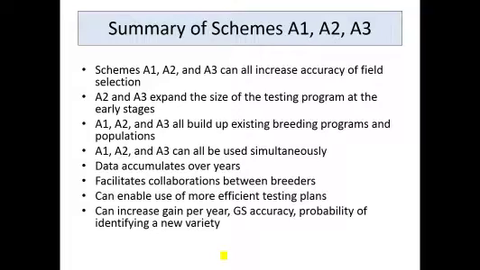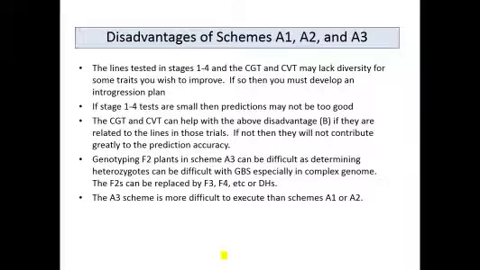Schemes A1, 2, and 3 all build upon existing breeding programs and populations, and they all can be used simultaneously. In each one of them, the data accumulates over years, and that can help you build more robust prediction models, and they facilitate collaboration between breeders. It can also enable a more efficient use of testing plans and increase your gain per year, GS accuracy, and the probability of identifying a new variety. All the things we want to do, they can help you do.